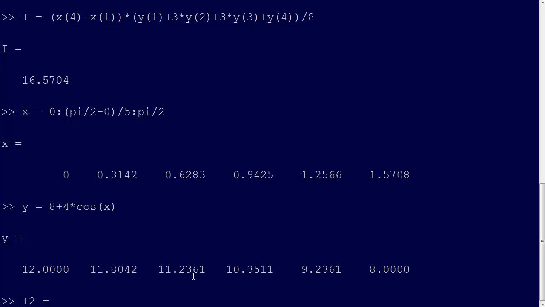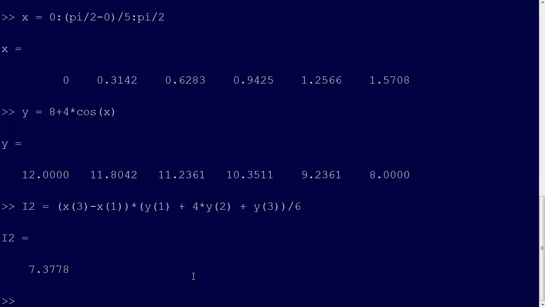I2 equals then 0.6283. Well, that is just going to be x3 minus x1, and that's going to be then multiplied by, and now we're just going to do our Simpson's 1/3 rule, so that's going to be our y1, and we better start parentheses here, y1 plus 3, no, that's 4 times y2 plus y3 all over 6.